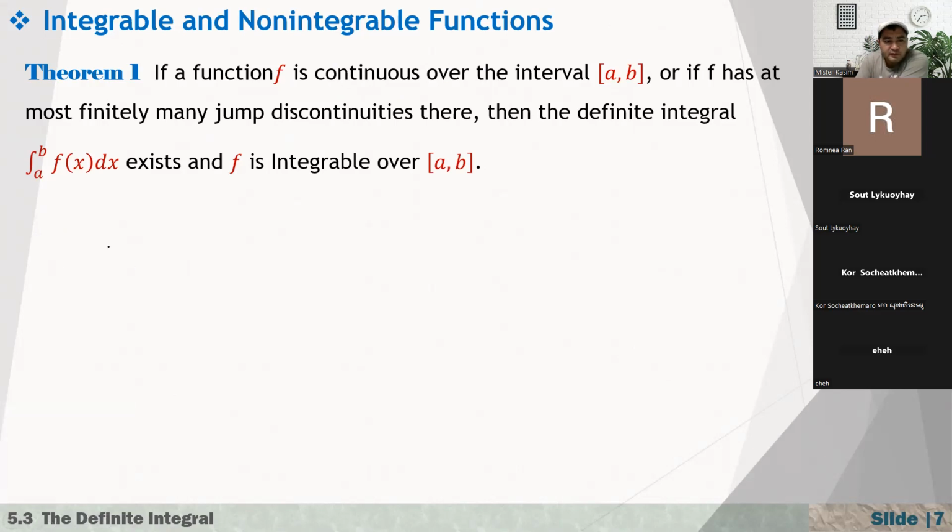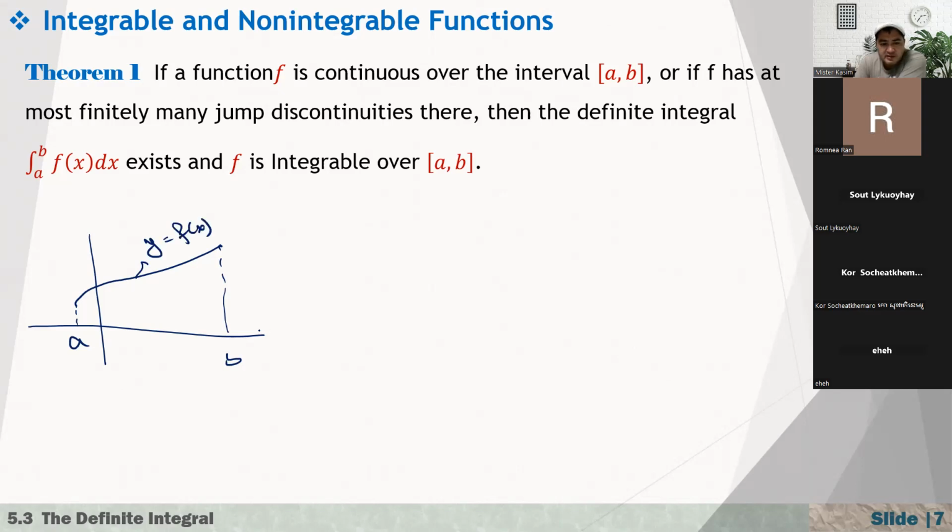For example, the first one is a completely continuous function. Let's say we are given a function here. This one is a, and this one is b. That is the graph of the function y equals f of x, with the x-axis and the y-axis. How about the second one, where f has at most finitely many jump discontinuities? Maybe it is something like this.